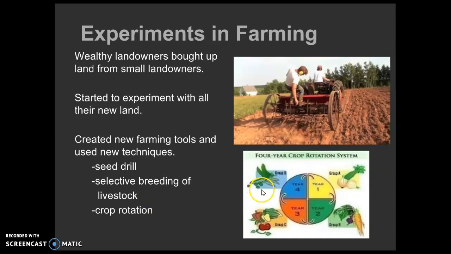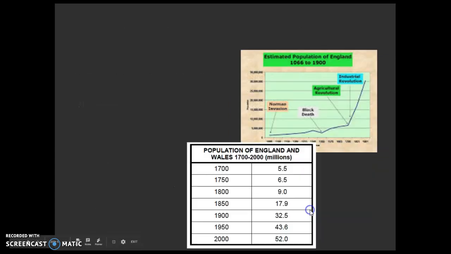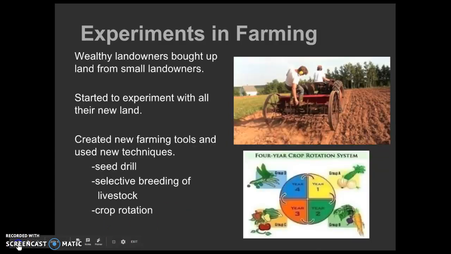And then crop rotation, which you see kind of in a diagram here on the right. Farmers started to realize that if they planted the same crop in the same spot year after year, it stripped all of the vitamins and nutrients out of the soil, and eventually nothing would grow. So they started to rotate their crops, so they were planting in a different spot every year, and that kept the soil healthy, and it made their crops grow more and be more plentiful.